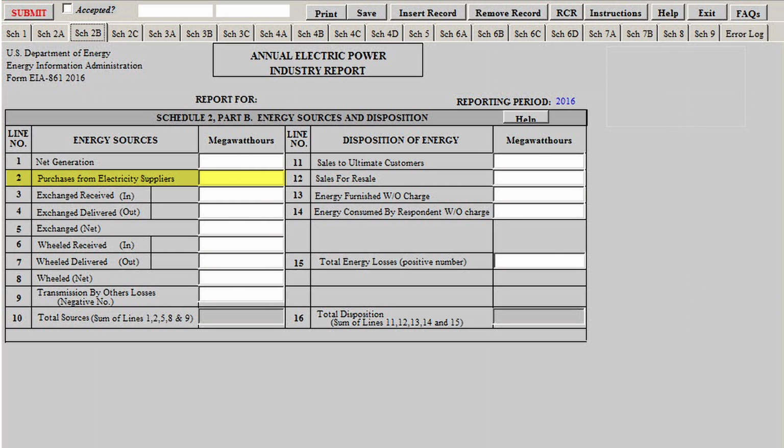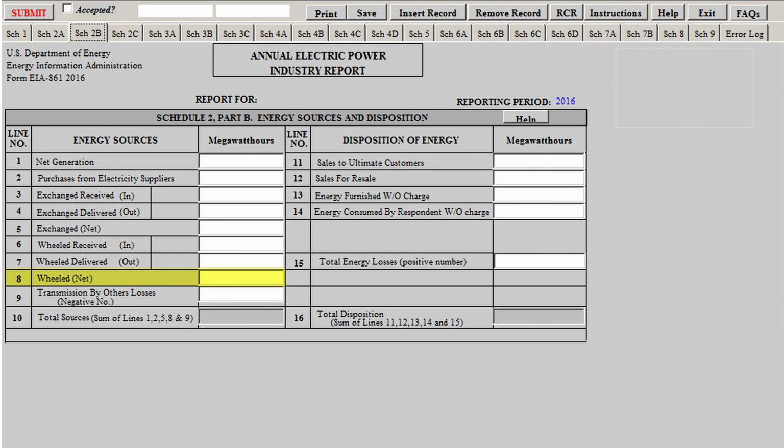Line 2 should include the total amount of energy purchased from other electricity suppliers to either sell to customers or for resale. Lines 3 and 4 collect the energy exchanged between the utility and other utilities in neighboring service areas. Line 5 is the difference between lines 3 and 4. Lines 6 and 7 collect the amount of energy that enters the utility system for transmission from another system and then delivered out of the utility system to another.